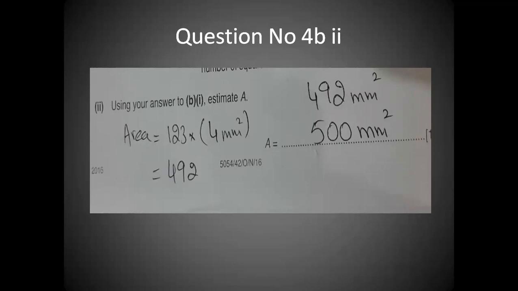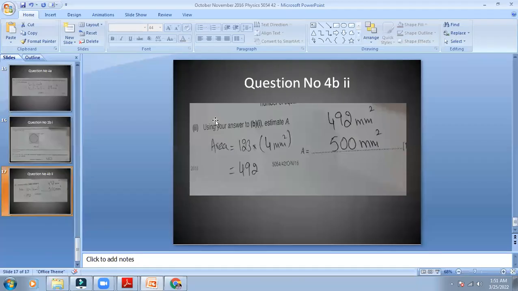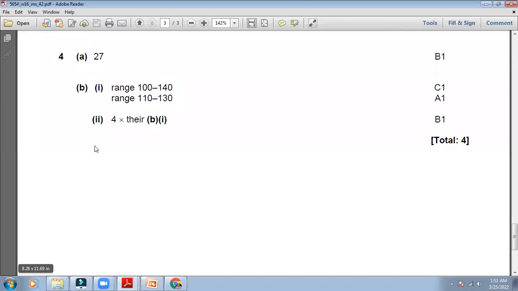So each square is 4 millimeters square. So it will be 492. So it's approximately 492 millimeter square. So I have rounded it off to 500 millimeter square. So I think that is 500 millimeter square. So let's check. Whatever is the number of squares, you just multiply.